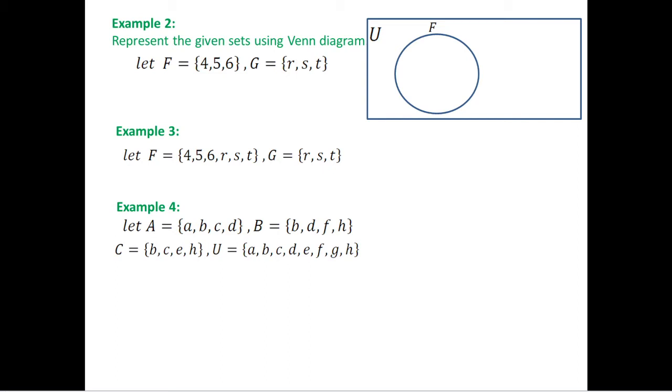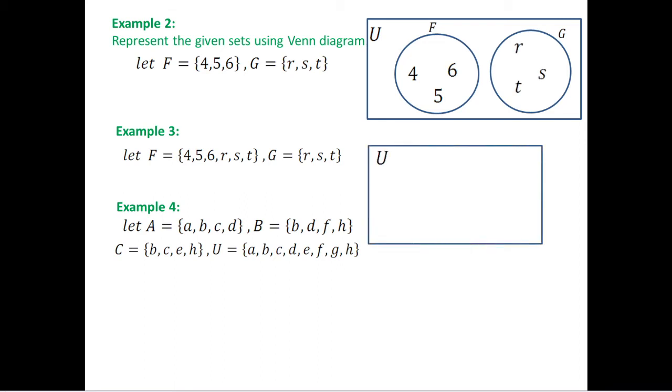But as you can see here, F and G are disjoint sets. They have no common element or no common members. So we don't have their overlapping part, or we don't have their intersection. So this is how you illustrate two sets which are disjoint, or have no intersection. And then we put their elements inside their circles. So for circle F, or set F, we put 4, 5, and 6. And for circle G, or set G, we put R, S, and T.